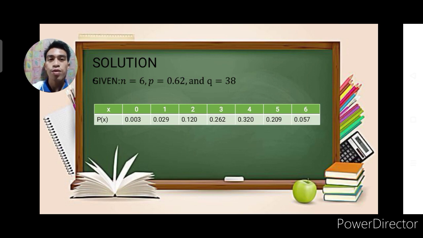When x is equal to 0, our P(x) is 0.003. When x is equal to 1, our P(x) is equal to 0.029. When x is equal to 2, our P(x) is 0.120. When x is equal to 3, our P(x) is 0.262. When x is equal to 4, our P(x) is 0.320. When x is equal to 5, our P(x) is 0.209. And if our x is equal to 6, P(x) is equal to 0.057.